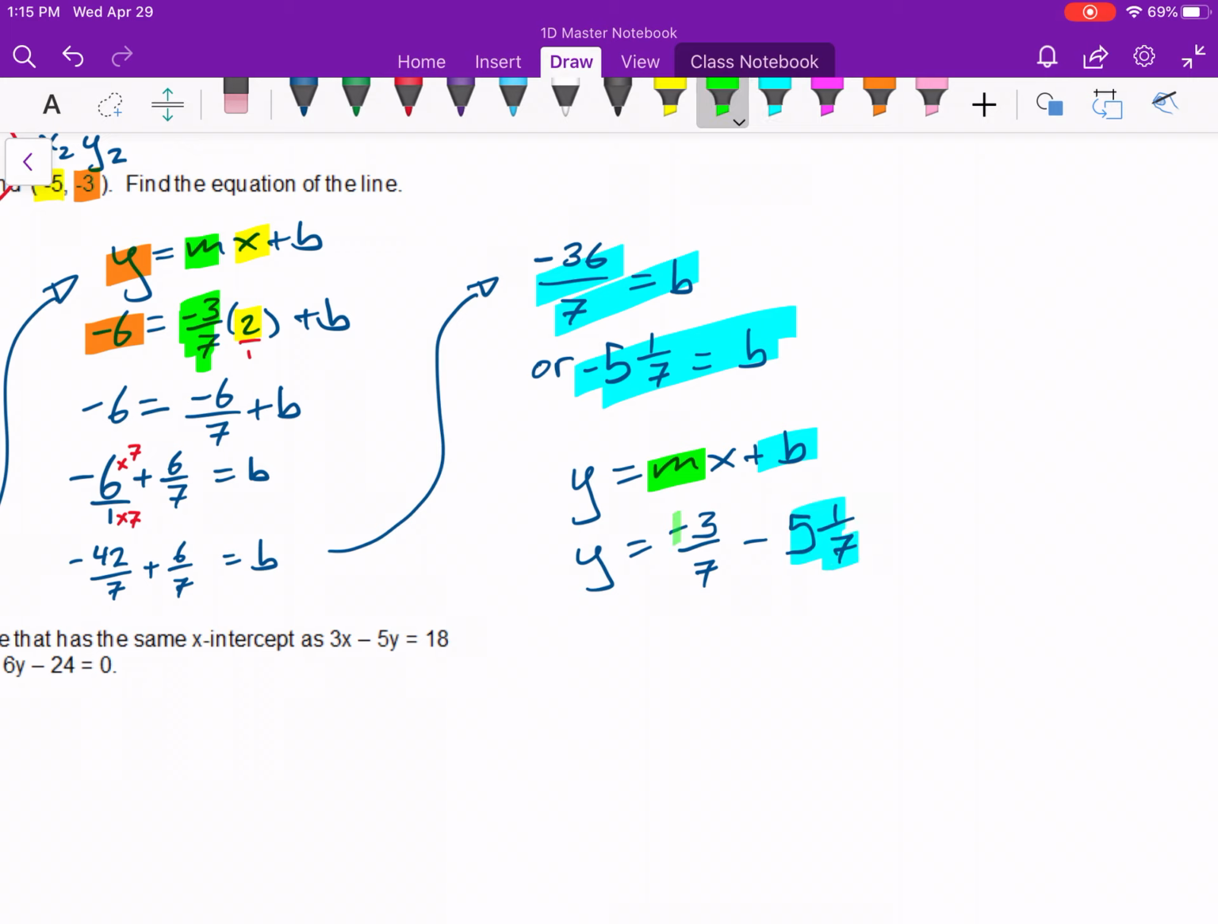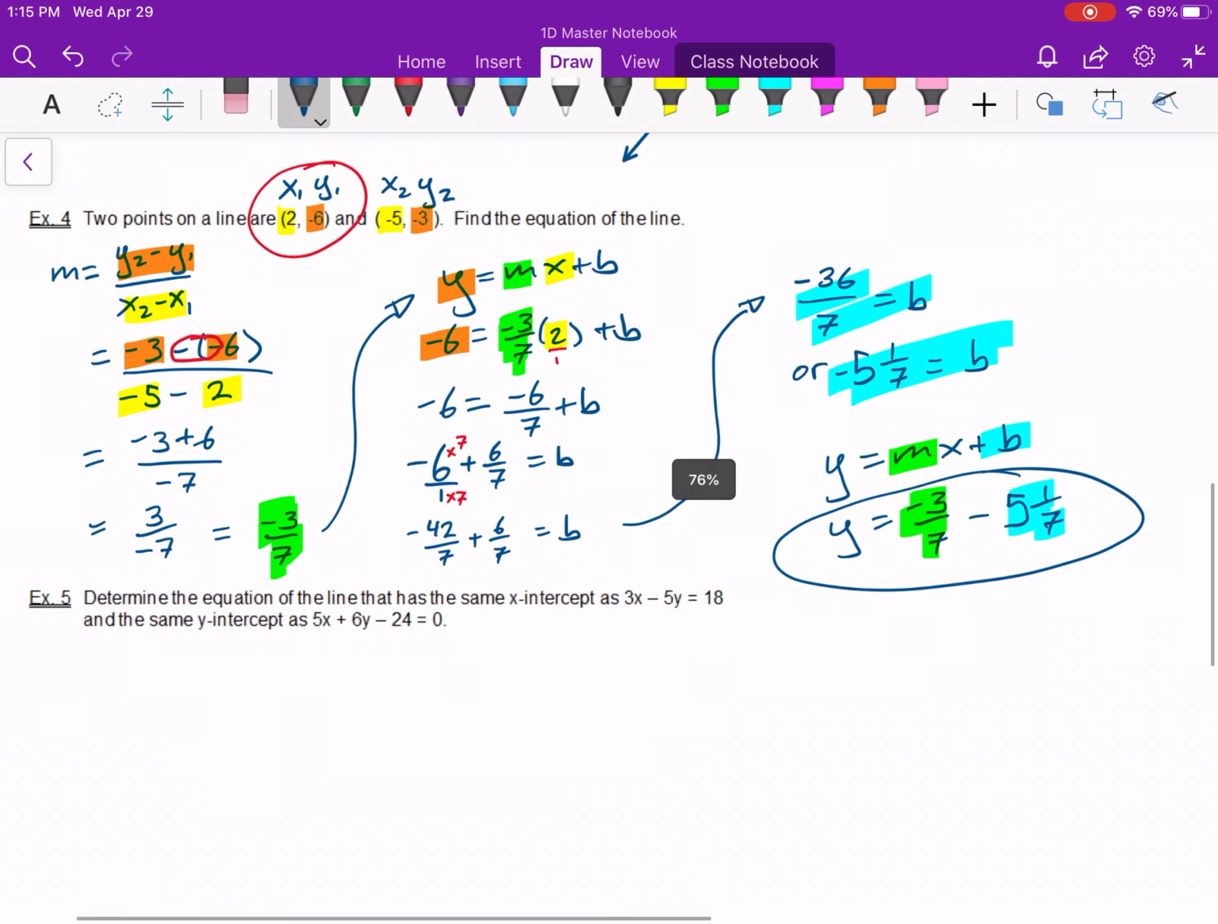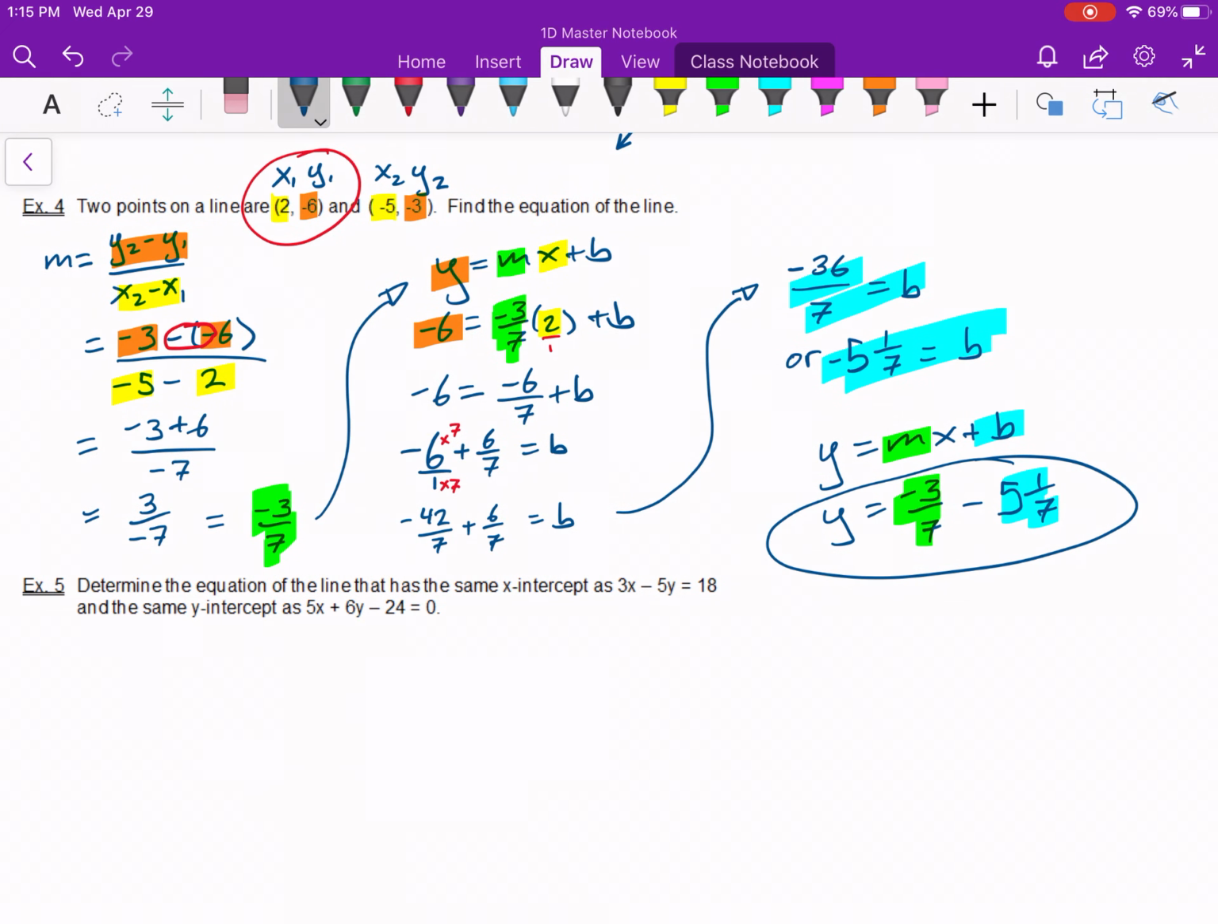Or, again, you could have left it as an improper fraction of negative 36 over 7. Same answer. So that one required quite a bit of work because of the fractions, and we had to get the slope, and so on and so forth. That was about as hard as I can make it. But if you're careful, you should be okay with it.